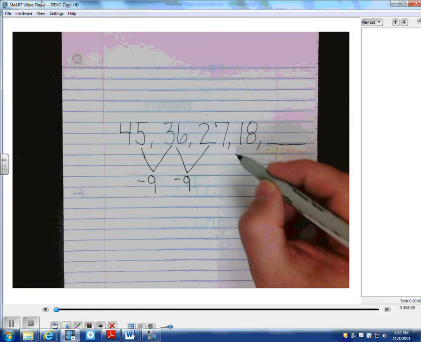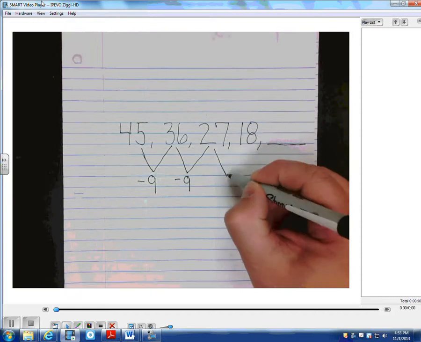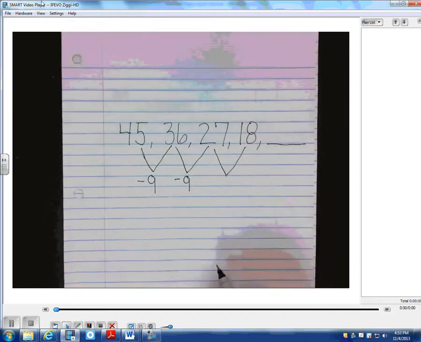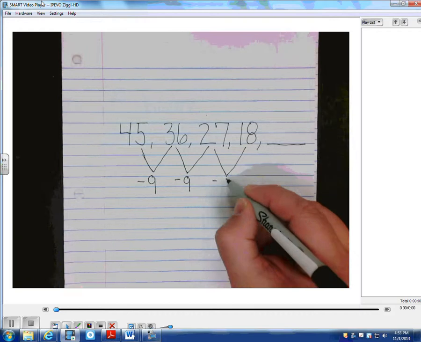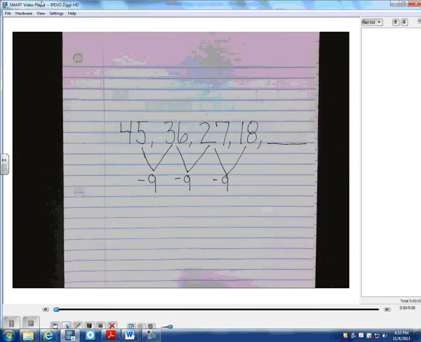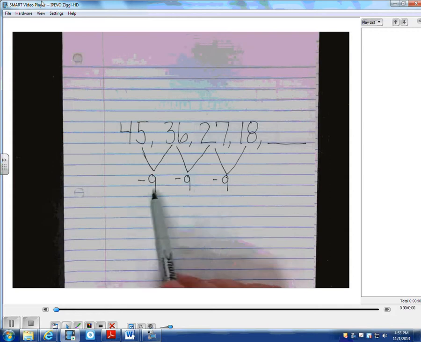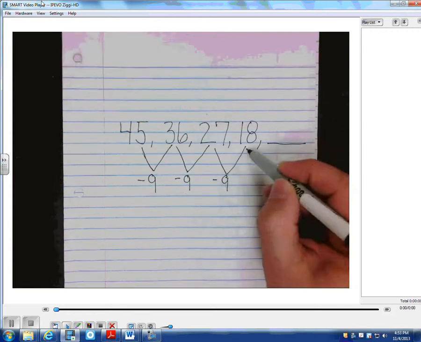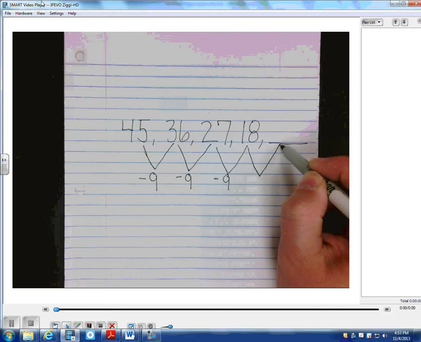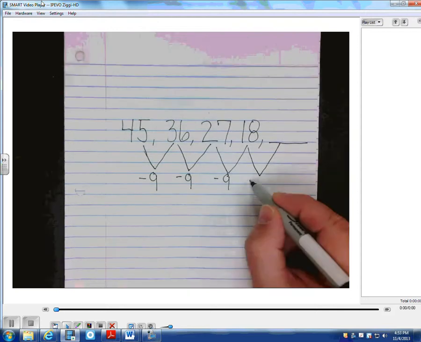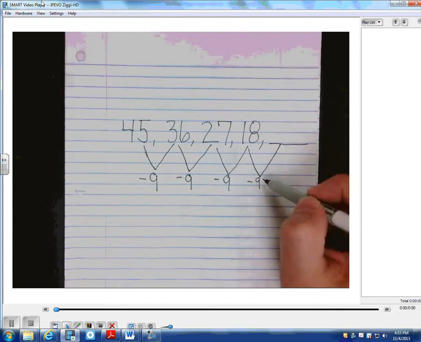Okay, so then I'm going to do the same thing from 27 to 18. Again, I will get a minus 9. So I know my pattern here is minus 9 for each one. Minus 9, minus 9, minus 9. So this one here will be minus 9. Once you do that, that will give you this answer.